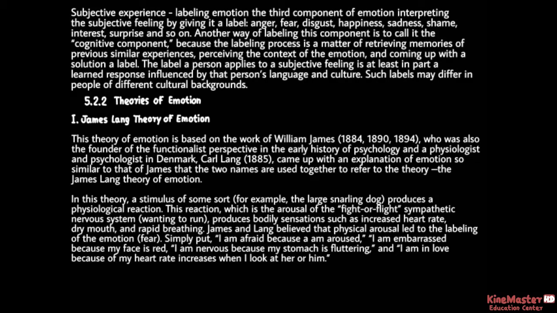5.2.2 Theories of Emotion. Number 1. James-Lange Theory of Emotion. This theory of emotion is based on the work of William James, 1884, 1890, and 1894, who was also the founder of the functionalist perspective in the early history of psychology. Physiologist and psychologist in Denmark, Carl Lange, 1885, came up with an explanation of emotion so similar to that of James that the two names are used together to refer to the theory: the James-Lange Theory of Emotion.